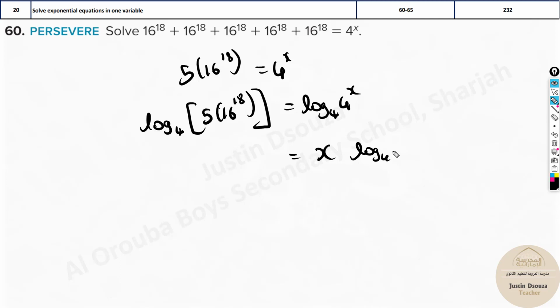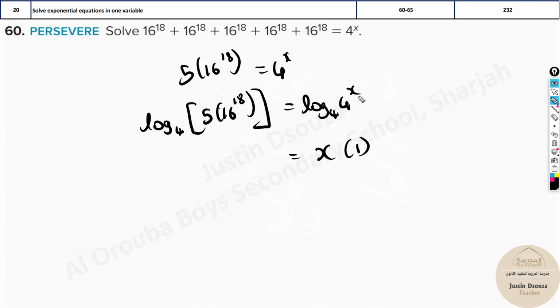It will be log base 4 and 4. This term is 1, because that is the rule of the logs. So for now, just remember, whenever you have x over here, take log on both the sides, provided the base of the exponent is 4, take log base 4. And this is 1, so it will be x.